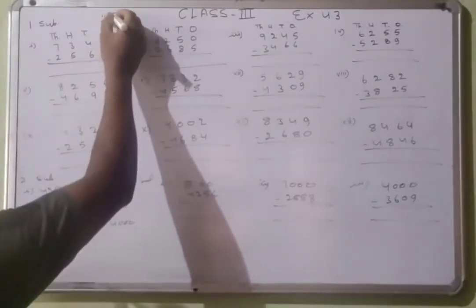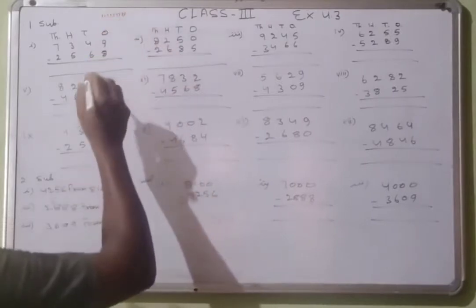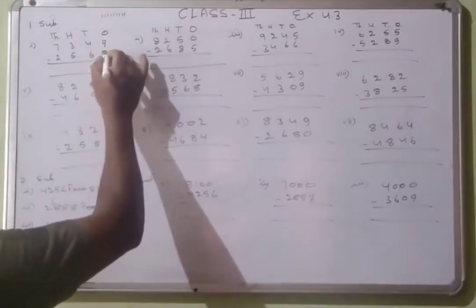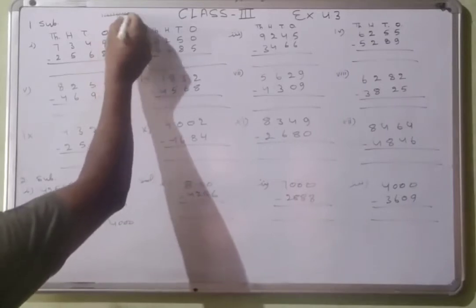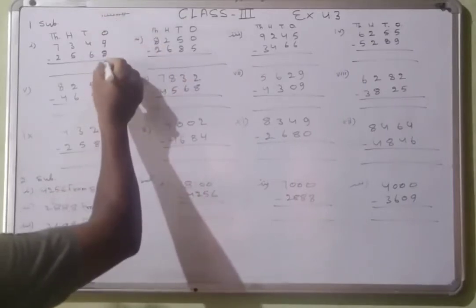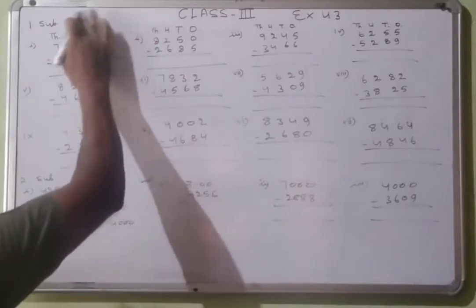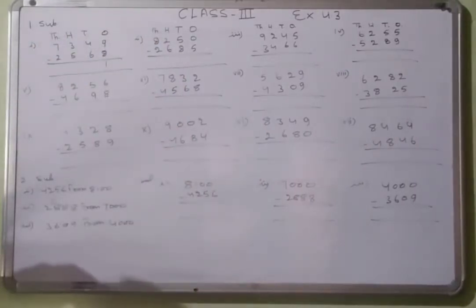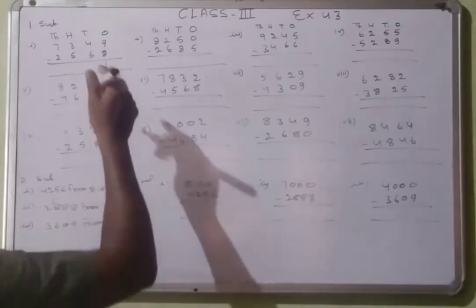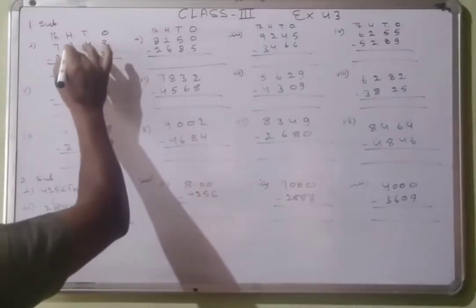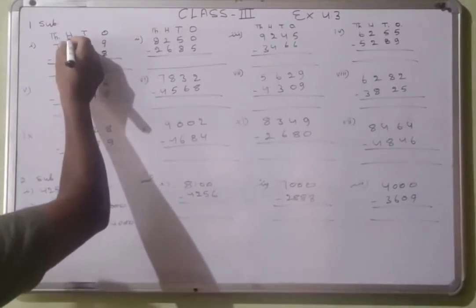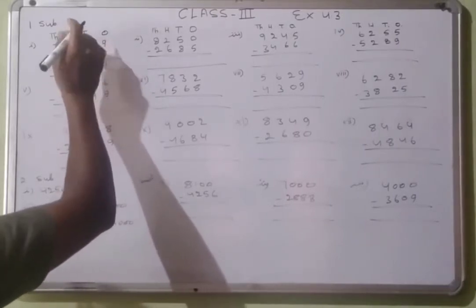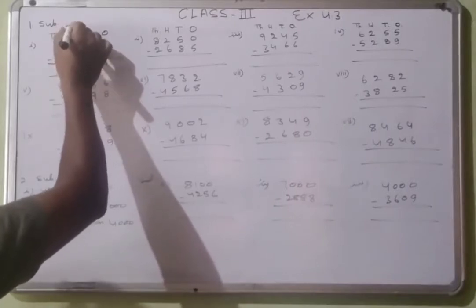Count 1, 2, 3, 4, 5, 6, 7, 8, 9 and then subtract 8. So count 1, 2, 3, 4, 5, 6, 7, 8, you deduct, then left is 1. Okay. Now 4 less 6 is not possible. 14 less 6 is not possible. So what will we do here? We will take the carry from here. So that will be 2. It will be 2. Right?